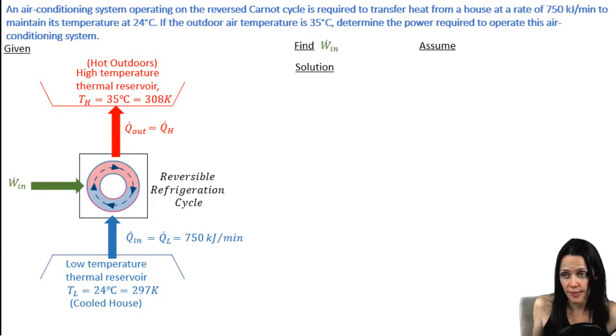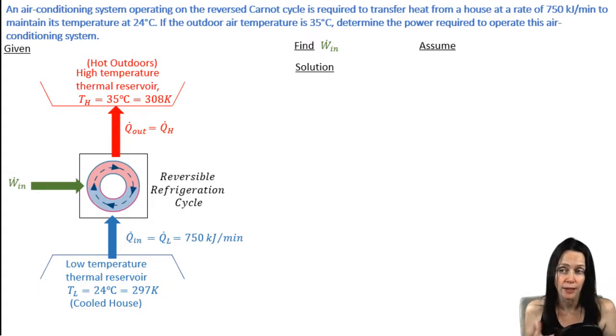So I've got everything set up here. I've labeled my high and low temperature reservoirs. I recognize that the high temperature reservoir is the hot outdoors. The low temperature reservoir is, of course, the indoors, which I'm keeping cool. And the rate at which I'm removing thermal energy from the cooled house is 750 kilojoules per minute.